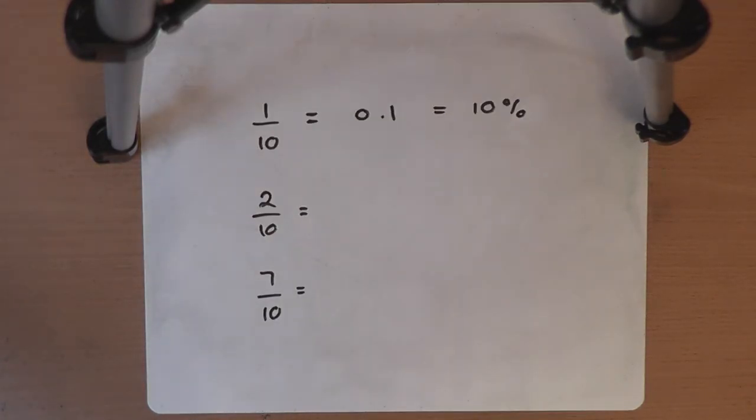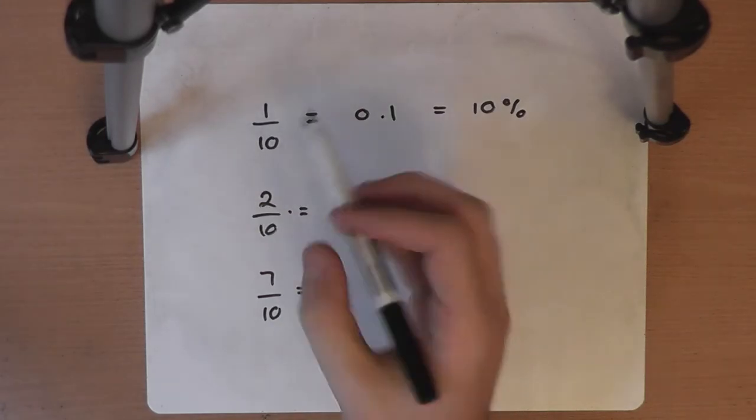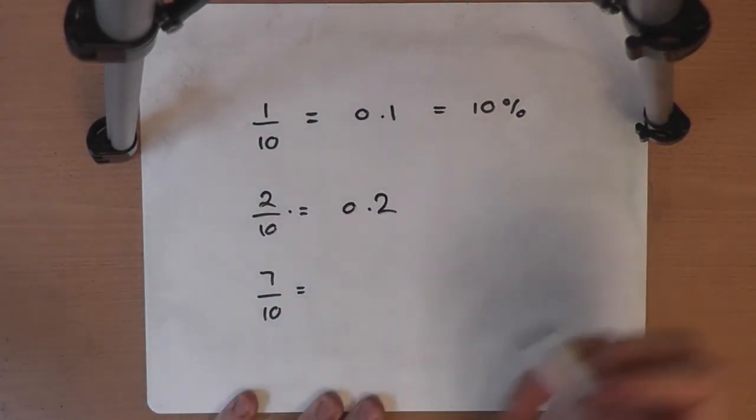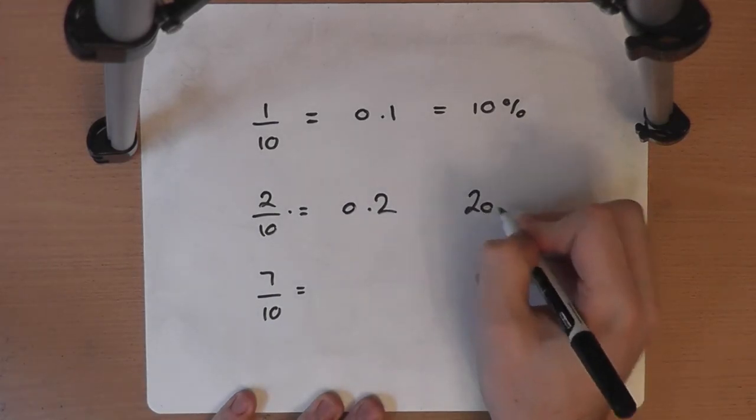One more useful thing that comes out of this: if 1 tenth, 0.1 and 10% are all different ways of writing the same information, we should be able to easily work out 2 tenths from this. Well, 2 tenths is just going to be twice as big. So if 1 tenth is 0.1, then 2 tenths will be 0.2. And if 1 tenth is 10%, then 2 tenths will be twice as much at 20%.